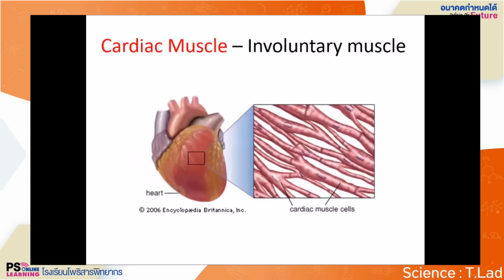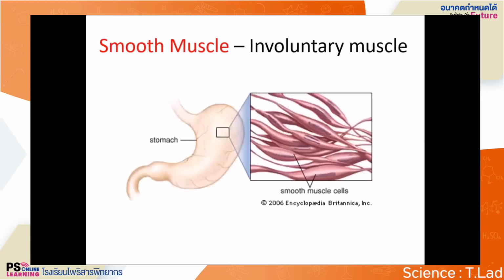Another type is called cardiac muscles. So cardiac muscles are found in our heart. So basically, cardiac muscles pump blood to all parts of the body. And the third type of muscle is called smooth muscle. And this smooth muscle is found in the internal organs such as your stomach and other organs inside the body.